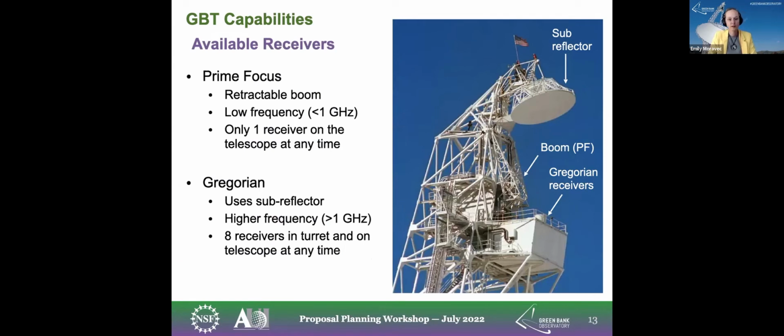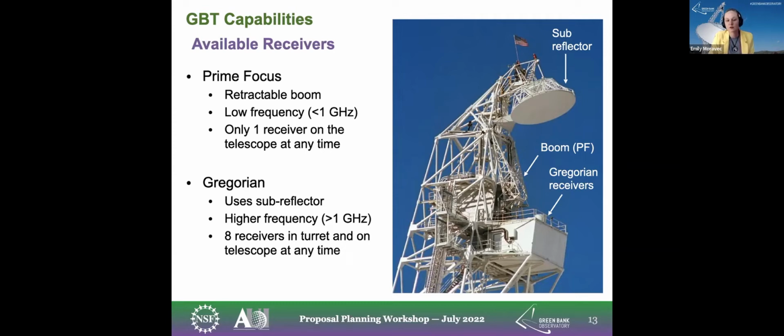So we have two different types of receivers on the GBT. We have the prime focus receivers, which sit on this boom, shown in this picture, and it actually rotates out and goes into the prime focus of the telescope. There are several different prime focus receivers, which I'll go through later, but only one of those can be on that boom at a time, and they get switched out on maintenance days.